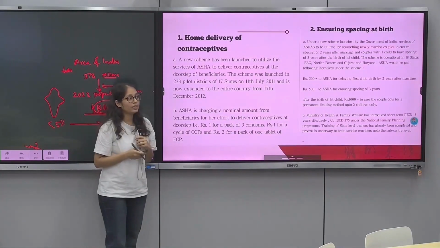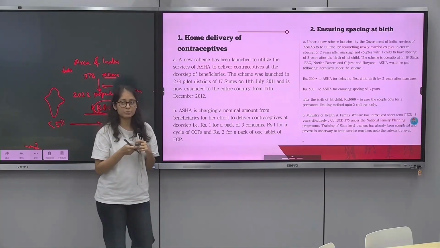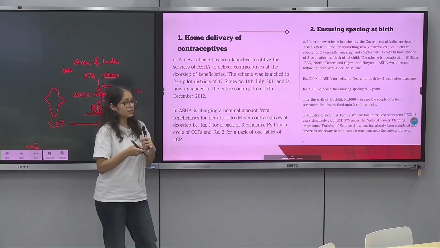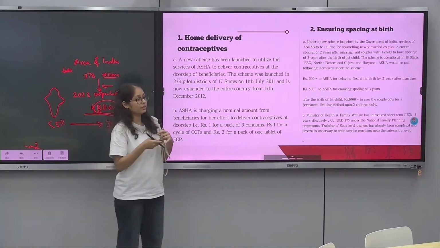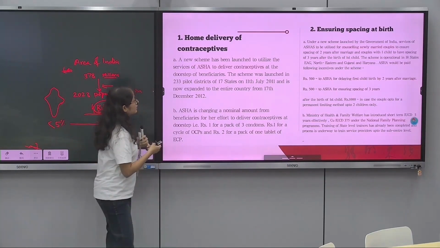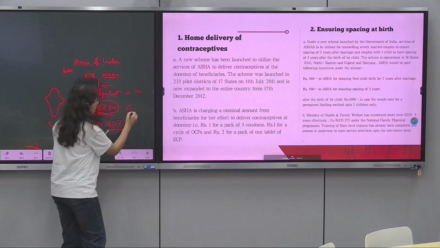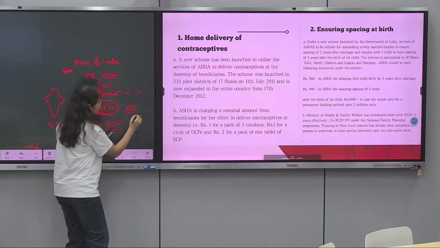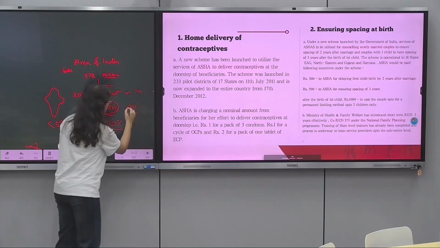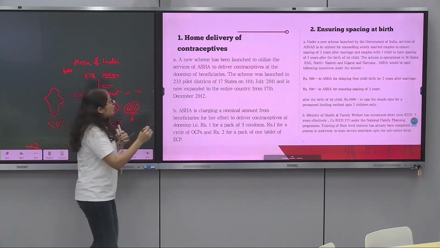First is home delivery of contraceptives. The word itself explains that home delivery of contraceptives means the worker or the government official will go door to door and give contraceptives. According to the book which I have seen, 60% of our population is in rural areas. So if we can reach them, we will be able to control the population.